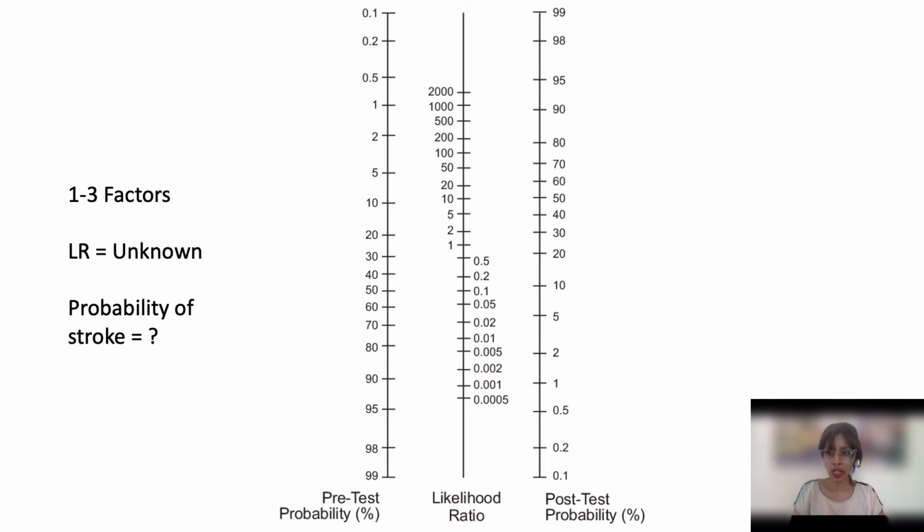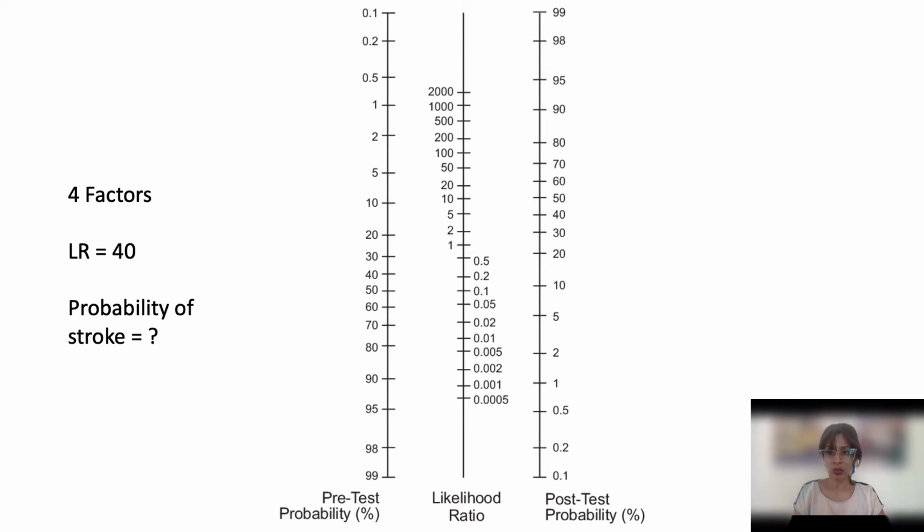When faced with an unknown LR, as in the case of 1 to 3 factors being present, the test provides no utility and the post-test probability is considered at least the same as the pre-test probability, meaning there is not enough evidence to rule out the disease, but not yet enough to confirm, and thus a different test is required, such as an MRI.